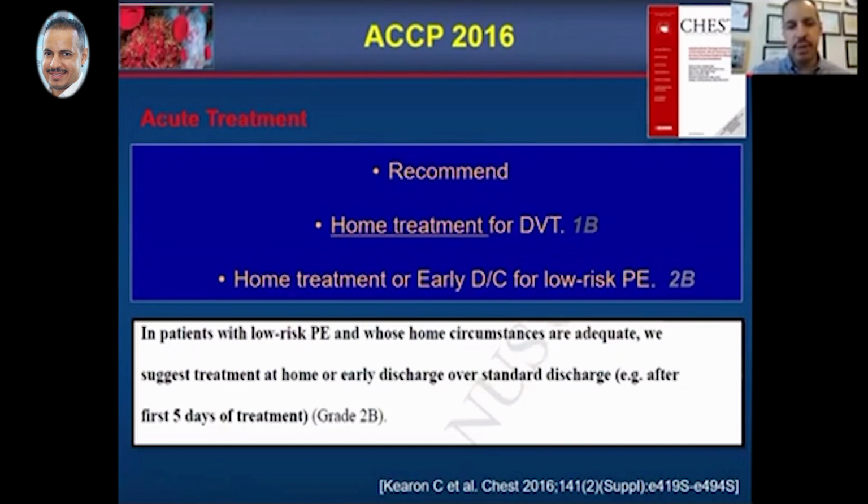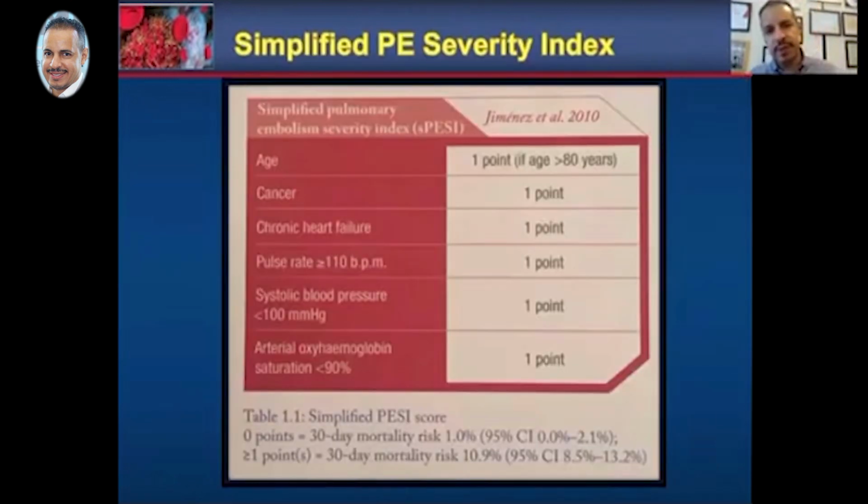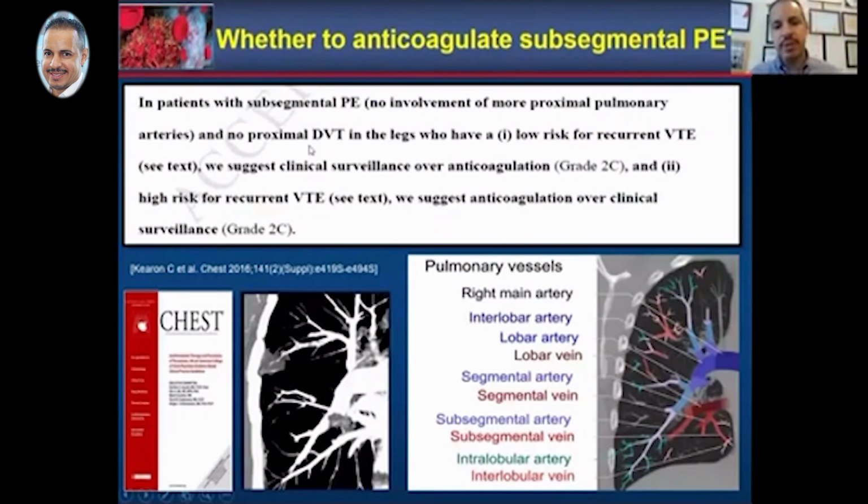So for PE, how to risk stratify, we use the simplified PESI, pulmonary embolism severity index. Any point, like age more than 80, or cancer, or heart failure, or tachycardia, or hypotension, or desaturation, any one of these points tells you this is high risk. So you need to hospitalize this patient. If it is 0 points, the 30-day mortality risk is about 1%. But if you have any point, the 30-day mortality is about 10.9%, or 11%. So that's a very important point.